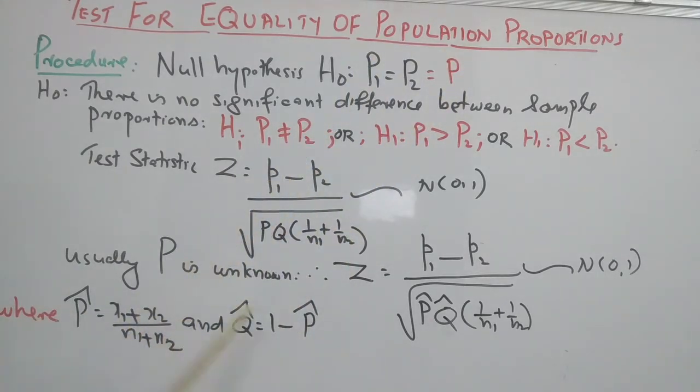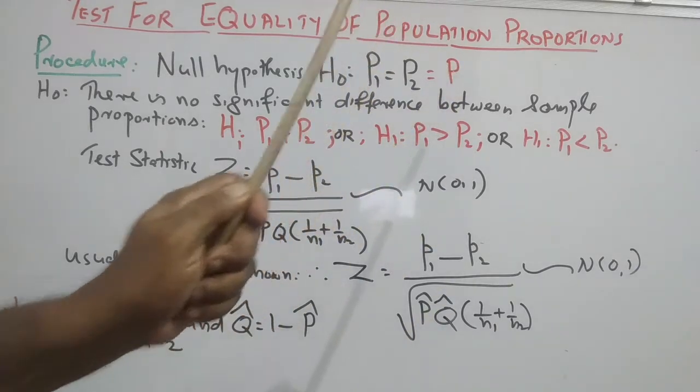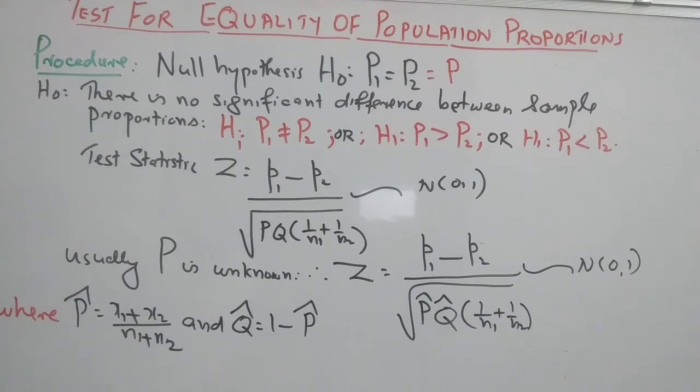Usually, under H0, P1 is equal to P2 is equal to P, and usually this value of P is unknown. Therefore, the statistic is stated as p1 minus p2 by root of P estimate into Q estimate into (1 by n1 plus 1 by n2). That follows N(0,1), again standard normal. So, what is P estimate? The population proportion P is not known, hence we use its estimate, that is (x1 plus x2) by (n1 plus n2), from sample data. And Q estimate is its complement, 1 minus P estimate.